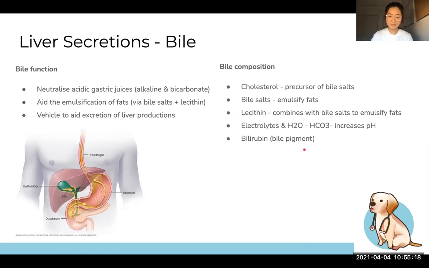Bilirubin gives the color to the bile and also gives the color to your urine and also your feces. And it is very useful when we are thinking of gallstones, which we'll talk about later on.